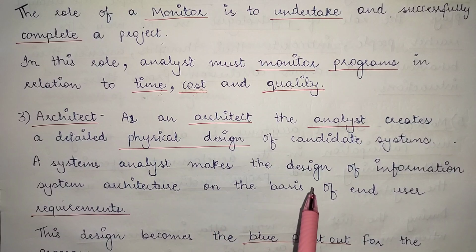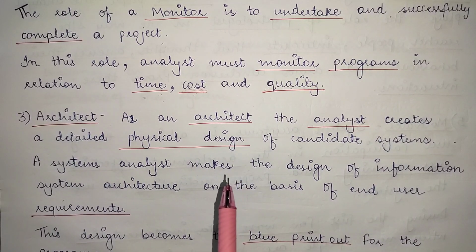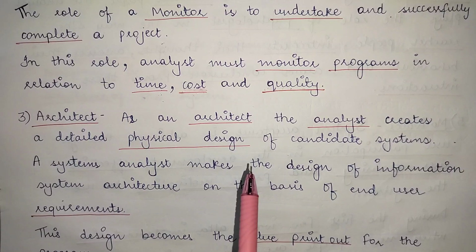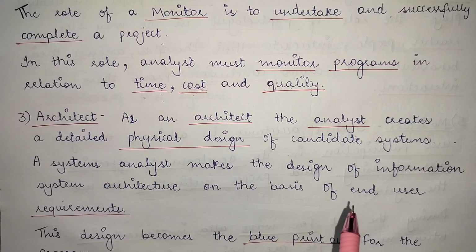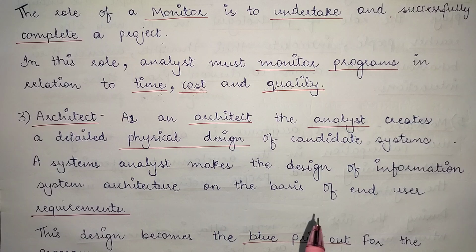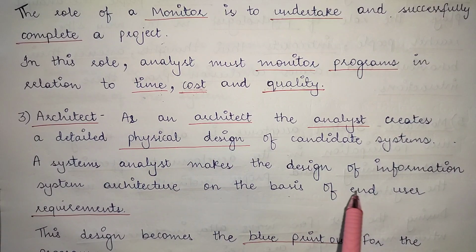A system analyst makes the design of the information system architecture on the basis of end user requirements. See, this physical design will vary from business to business, organization to organization. And how will it vary? It will vary as per the requirements of the end users. The end users in every organization will have different requirements as per the working conditions and goals. So the physical design will be built on the basis of the requirements of the end user.